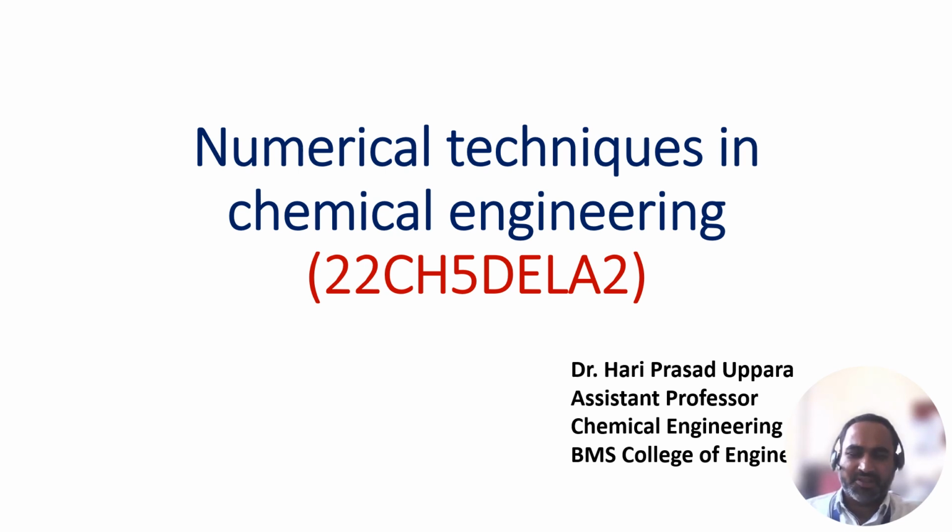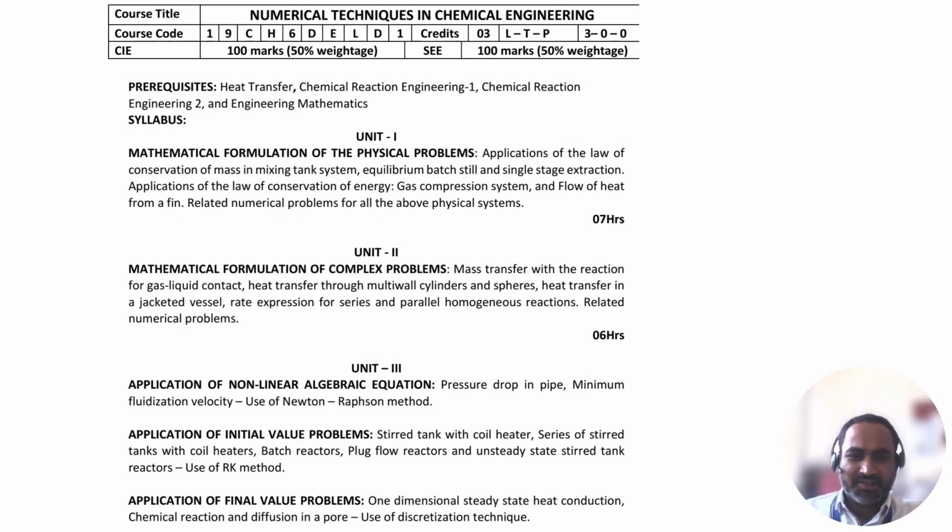So, in the fifth semester, I am going to handle this elective course, that is numerical techniques in chemical engineering. And the prerequisites required for this course are heat transfer, chemical reaction engineering, mass and momentum transfer. So, this is a 3 credit course and it is covered with 5 units.